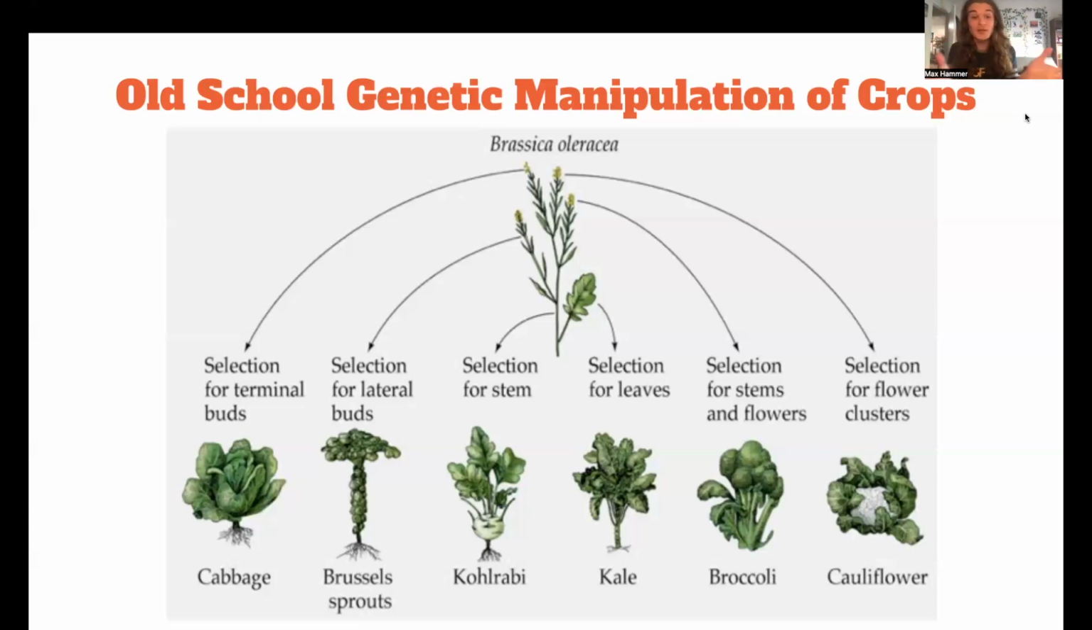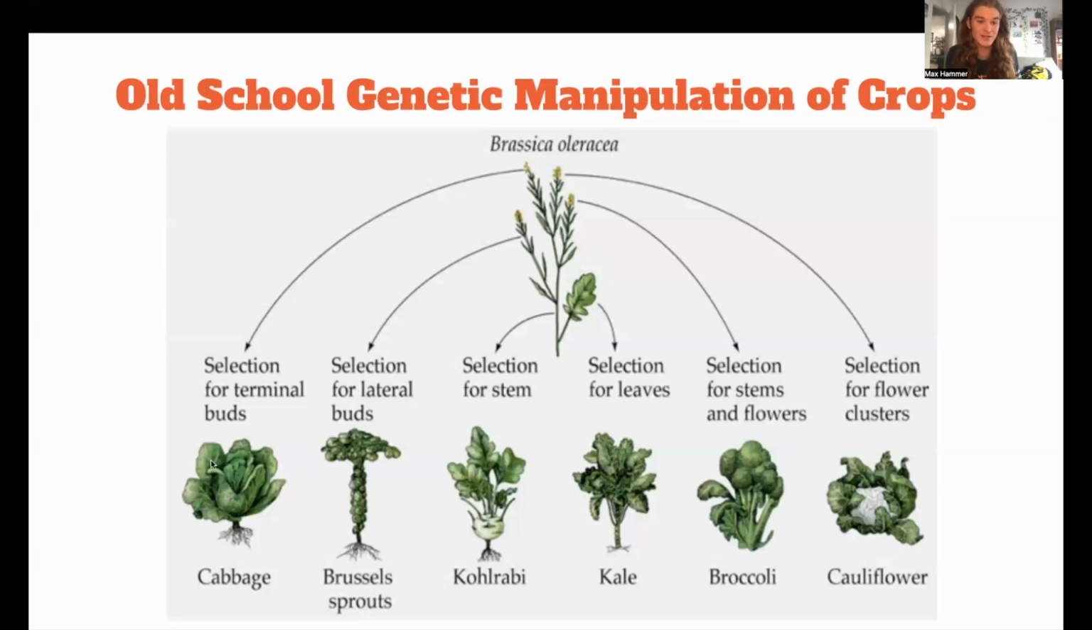So this is a really cool example of a handful of vegetables. You guys will probably be familiar with at least a couple of them. Cabbage, Brussels sprouts, kohlrabi, kale, broccoli, cauliflower. All of these vegetables, which look pretty different, all actually came from the same original plant that humans used to grow and eat many hundreds of thousands of years ago. And based on what they were trying to pick for their next generation of crops, they exaggerated these different parts of the plant.